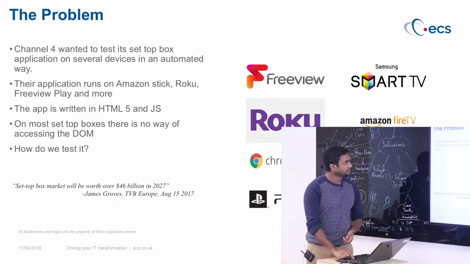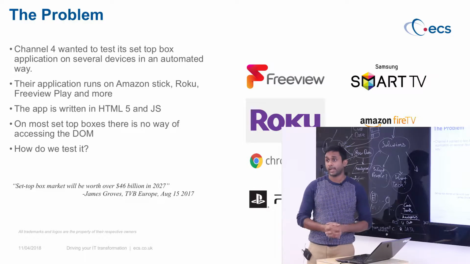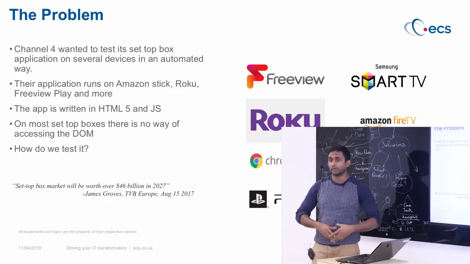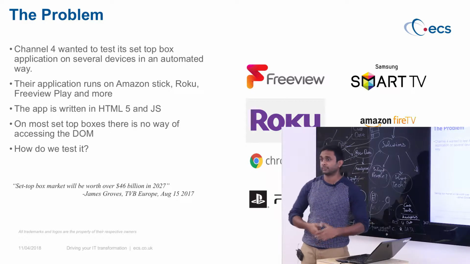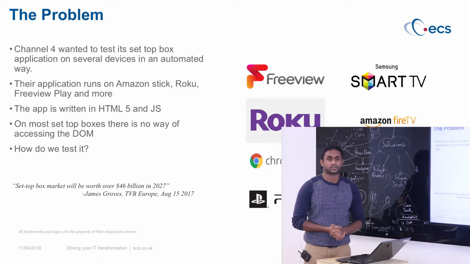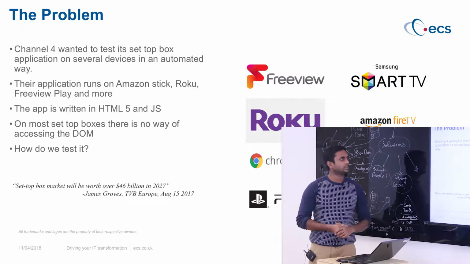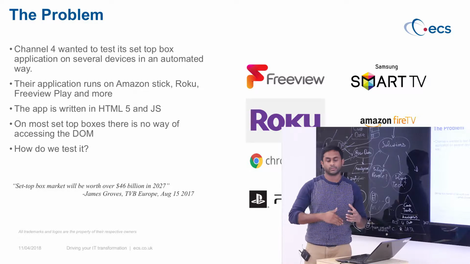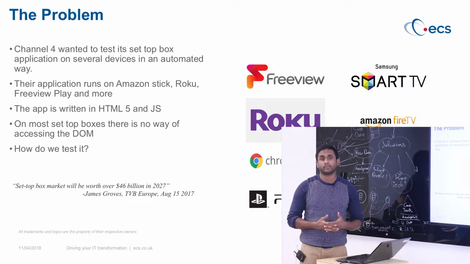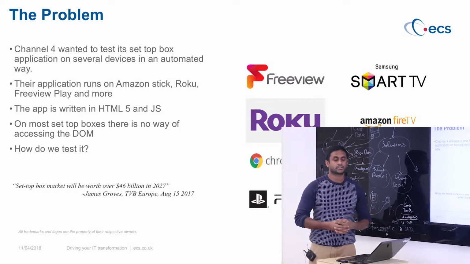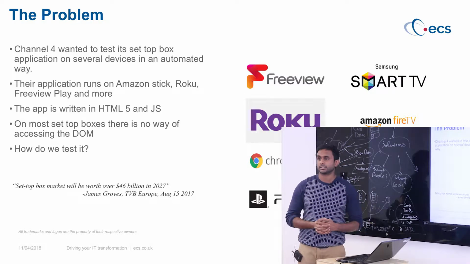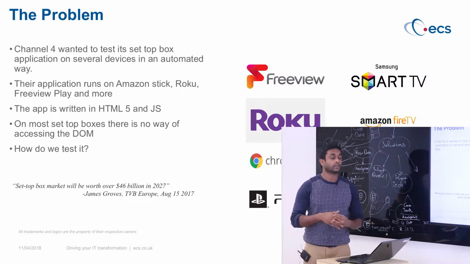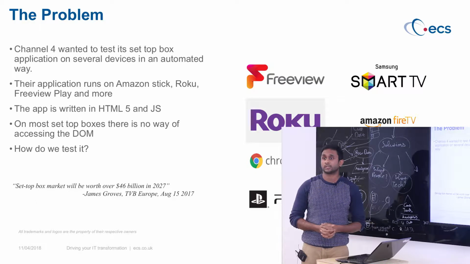So. Channel 4 have an app. It's called the All 4 app. You can go and download this off the marketplace right now. Some of you may be using it to watch Hollyoaks and other stuff. But the challenge that we faced is that they wanted to test releases on this app in an automated way. The manual testing practice that they have at Channel 4 is quite extensive, but they're also looking at how to automate it as well.